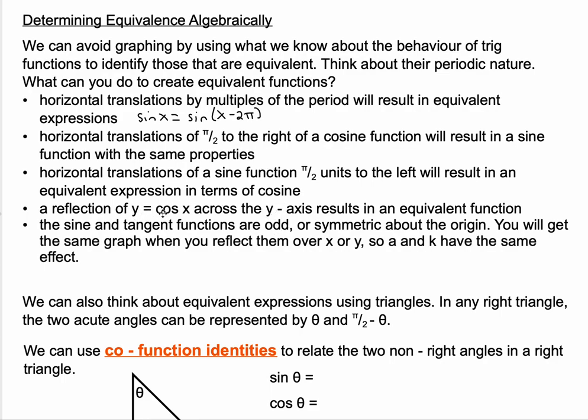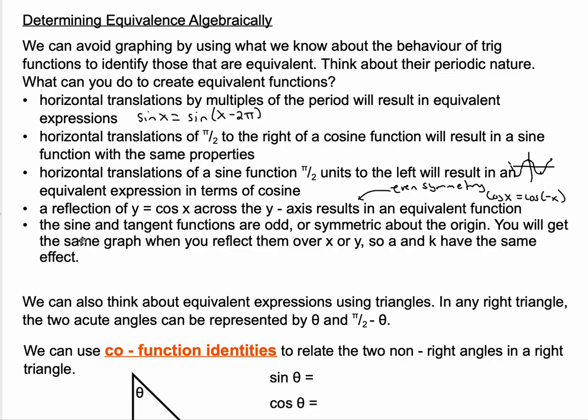When you reflect y equals cos x across the y-axis, you get the exact same thing. This was a test question on one of the tests. It has to do with even symmetry for cos. So cos x is equal to cos negative x, because if you take this graph and reflect it over the y-axis, it's just going to continue that graph. Those are equivalent statements.